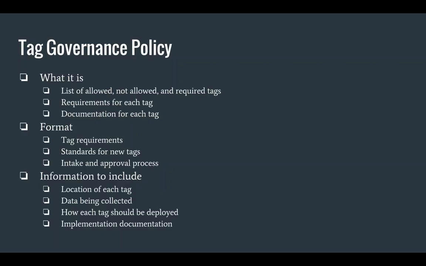And then also, from a documentation standpoint, what data is being collected? How exactly does that look? Where should this tag be? Again, so we know moving forward, and we can monitor against that. So information to include: the location of the tag, data collected, how it should be deployed, how it should be loaded, and then also that implementation documentation in case anything changes in the future.